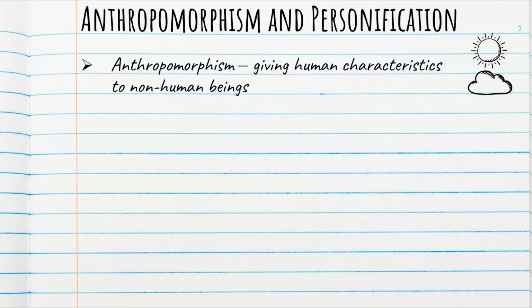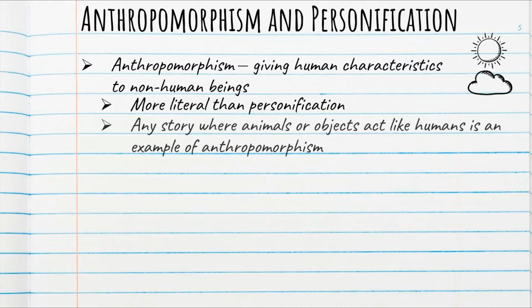In this way, anthropomorphism is much more literal than personification, which will make more sense in a bit. But it's any story where animals or objects act like humans. That's an example of anthropomorphism. And when we say act like humans, we don't just mean they pretend to be humans, like a bird that can mimic the way a person talks. We mean animals are presented as if they were human.